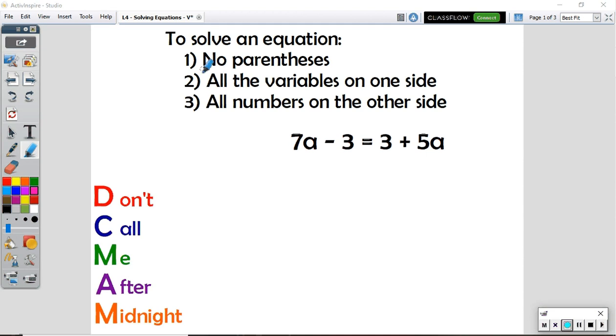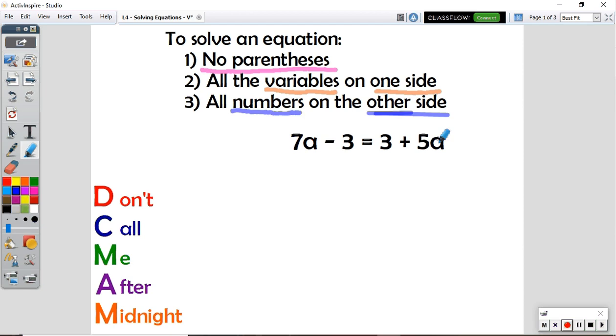To solve an equation, we need to make sure that we have no parentheses. We need to make sure that all of the variables are on one side of our equation and that all of the numbers are on the other side of the equation.